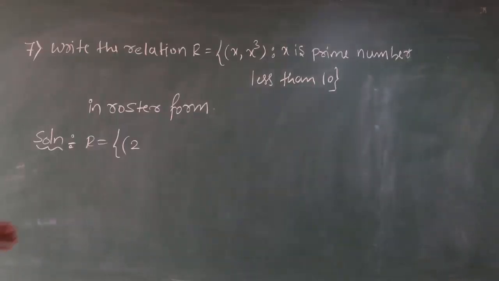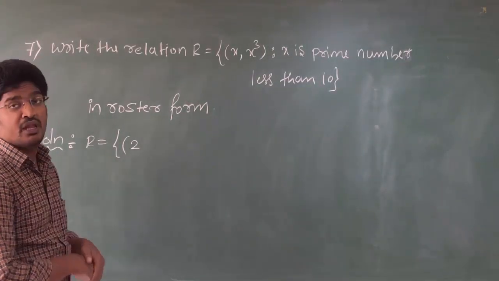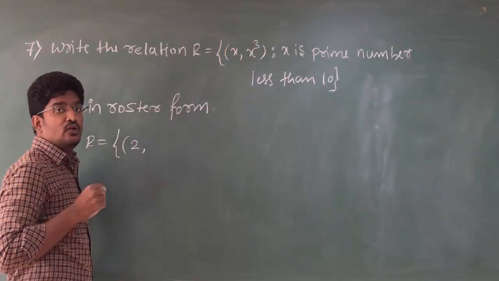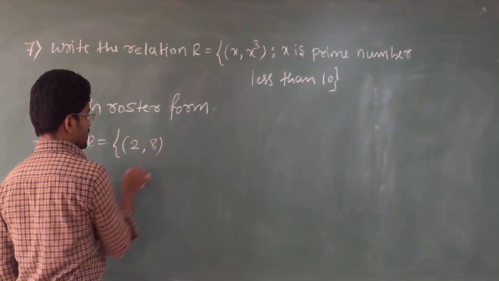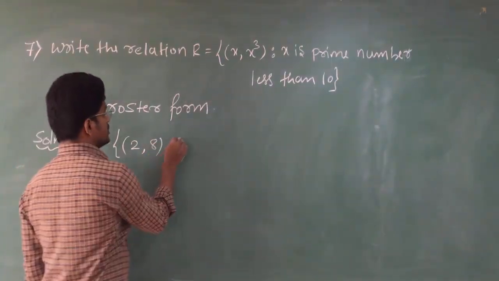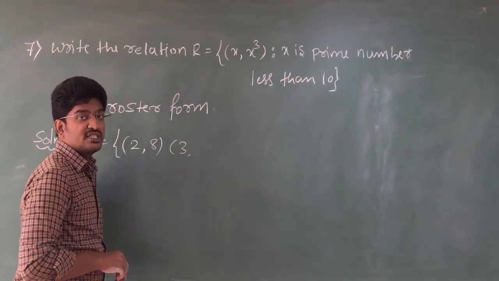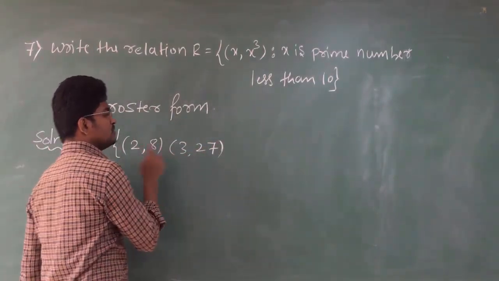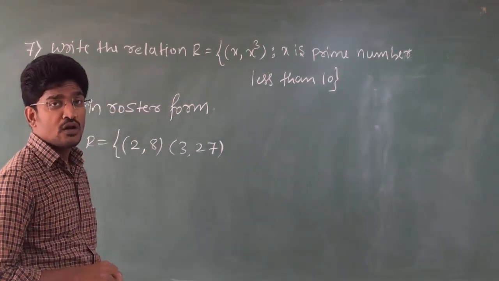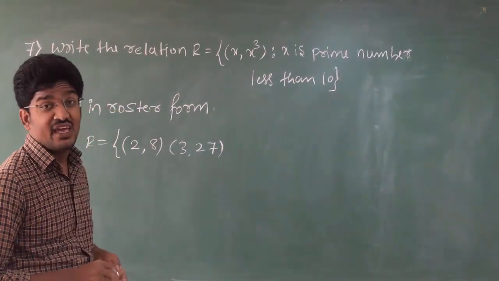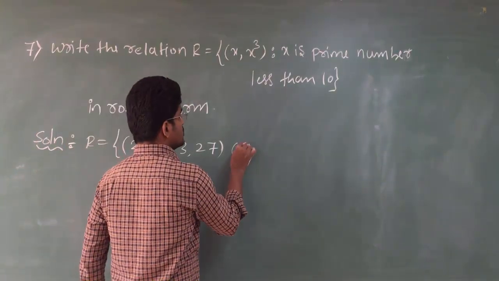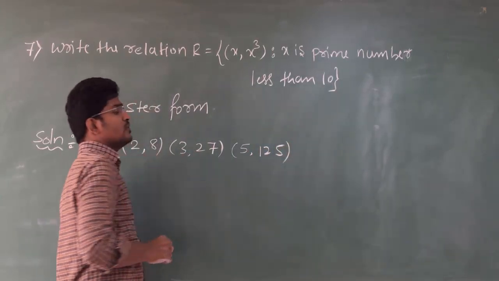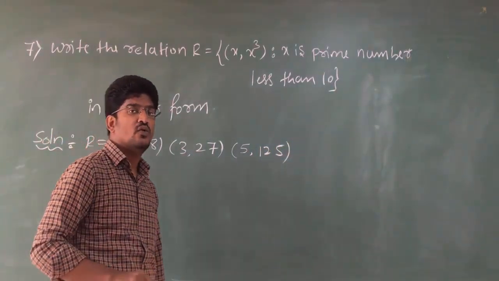So if I choose 2 as our first prime number, then (x, x cube), what will be 2 cube? That is 8. Clear? Next, if I choose 3, what is 3 cube? 27, because 2 is prime, 3 is prime, 4 is not prime. 5 is a prime number, so (5, 125). Clear? 5 cube is 125.